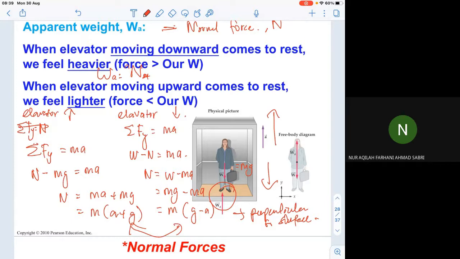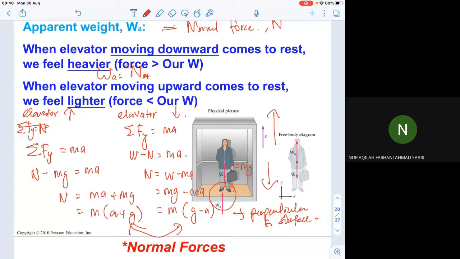So due to the explanation here, because the acceleration is going downwards or upwards, don't focus on the situation, just focus on how you're going to tackle the problems, how you're going to put the right equations. Maybe they want to put W minus N. Can you put N minus W also? Yes, you can, but you need to put a negative.